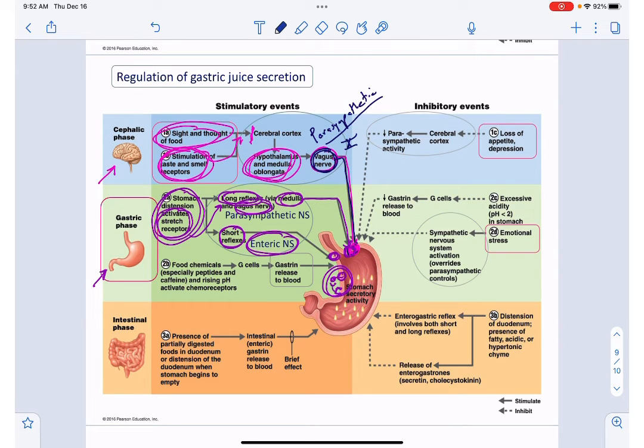We can also involve the endocrine system in this. So the presence of food chemicals in the stomach can cause gastric juice secretion. What's going to happen is those food chemicals are going to be detected by simple columnar epithelial cells lining the mucosa, lining the stomach, that are specifically called G cells. And these are endocrine cells. In response to those food chemicals, they're going to release the hormone gastrin into the blood. That gastrin is going to travel through the blood, act on the stomach, and cause gastric juice secretion.